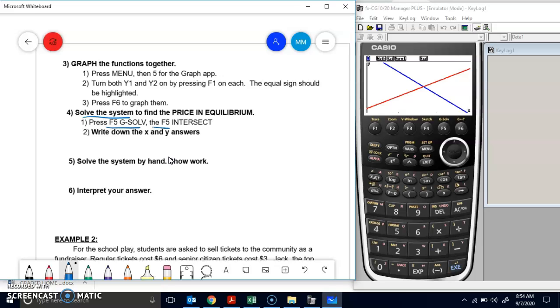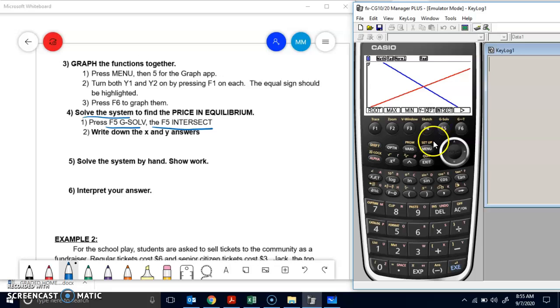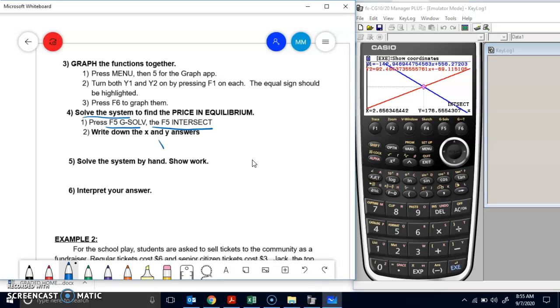And we're going to solve that system for that perfect price in the calculator first. So if we press F5 for G-Solve, that brings up a menu that finds all kinds of things that we're going to be working with throughout the year. But the one we're interested in is F5, intersect, because that's going to find the place where the two lines intersect. And it gives me x equals 2.66. You can see down here in the bottom of the screen of the calculator, I'm rounding it, so 2.66. And rounding this one, 177.